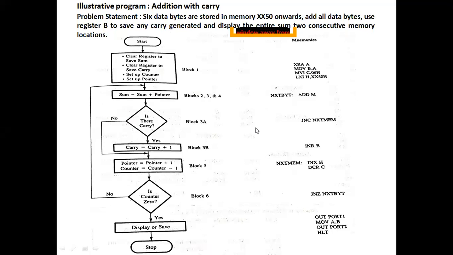Okay. So what we are going to do, we are going to do sum is equal to sum plus pointer. Let us discuss first the flowchart only. Sum is equal to sum plus pointer. Pointer means the first data. Sum means the previous sum. Then we'll check whether there is carry generated or not. If there is no carry, then we will skip. If there is a carry, then we will increment the content of the carry register.